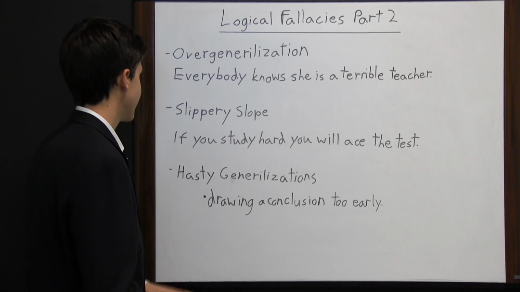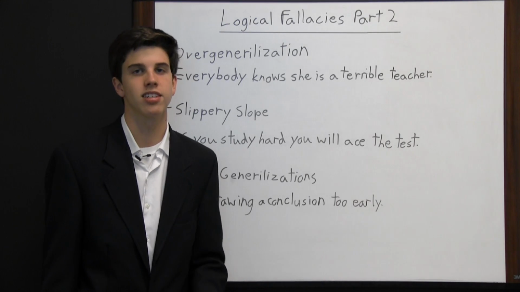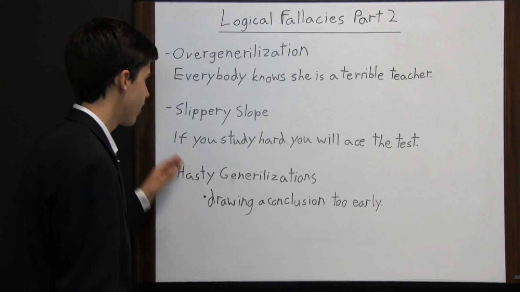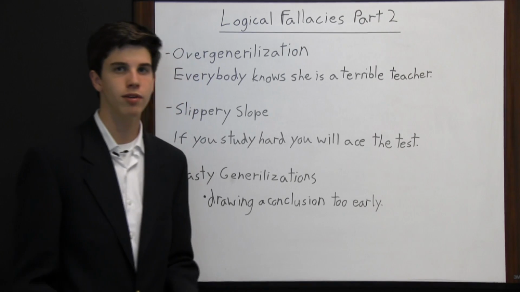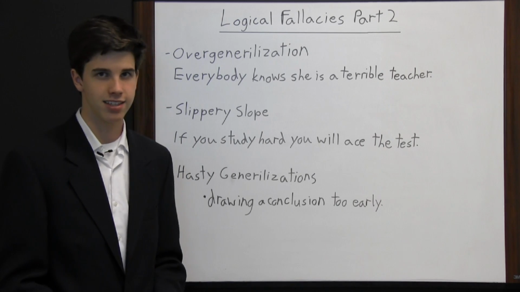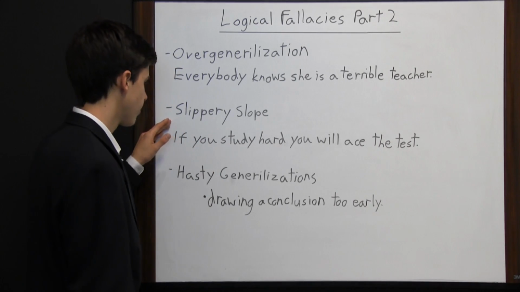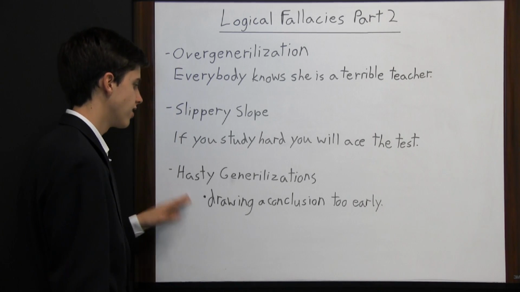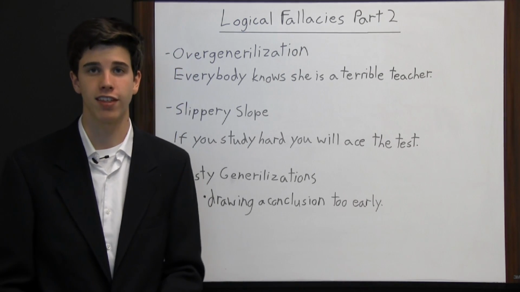The second fallacy is the slippery slope, and this is the idea that if one thing happens, something else will automatically happen. Take this sentence, for example. If you study hard, you will ace the test. While studying hard may help you ace the test, it does not necessarily mean that you will indeed ace the test. So this is an example of a slippery slope. The third logical fallacy is hasty generalizations. This is basically drawing a conclusion too early without totally analyzing everything.